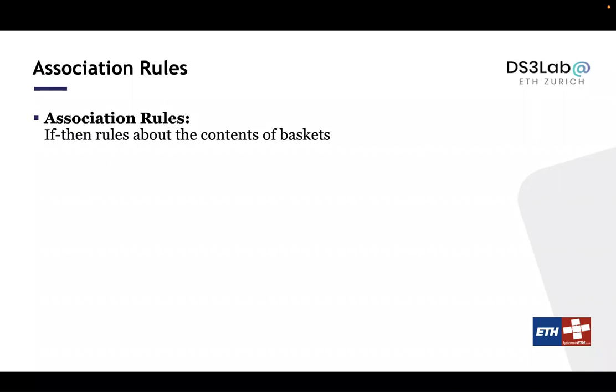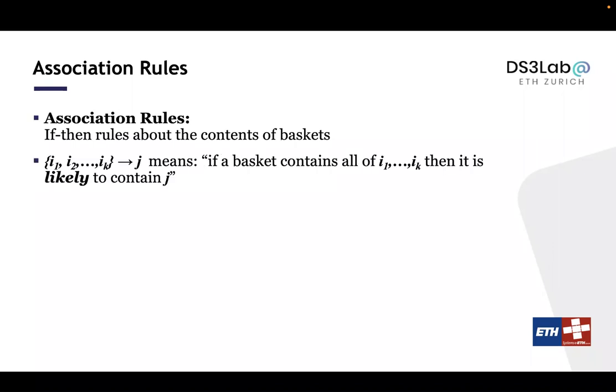And we call those association rules. The other if-then rules about the content of a basket. For example, if we have one association rule from I1, I2 to IK, all the way to J, on the left-hand side, I have an item set. On the right-hand side, I have a single item. This rule means that if I have a basket containing all the items of I1 to IK, then it is very likely it also contains item J.